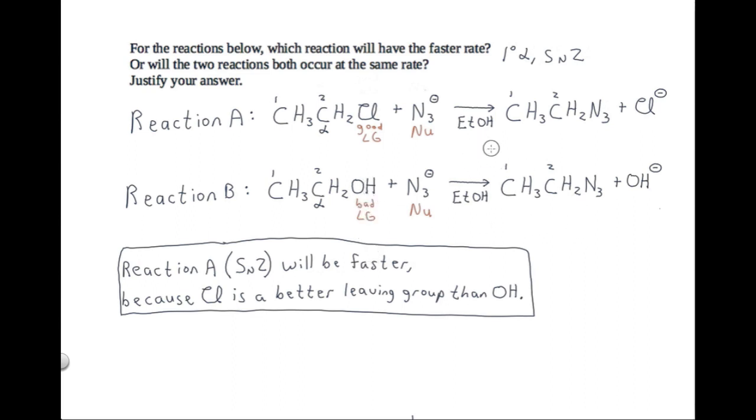So what do you need to know in order to get this problem correct? Well, you need to be able to identify that chlorine is a good leaving group and that neutral OH is a bad leaving group. And you need to know that leaving group quality affects the rate for an SN2 mechanism. Leaving group quality affects the rate both for an SN2 and for an SN1 mechanism because the leaving group participates in the rate determining step, both for SN2 and for SN1.